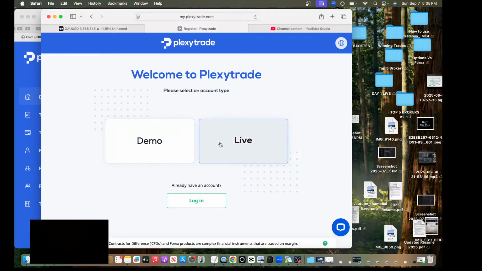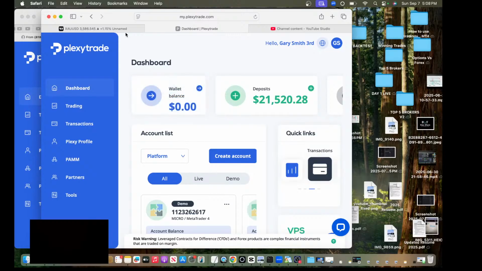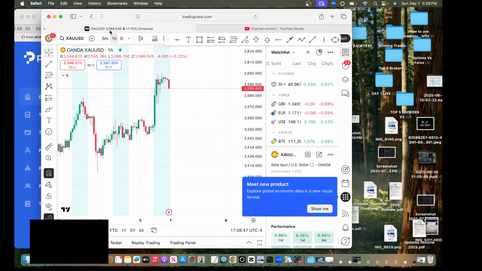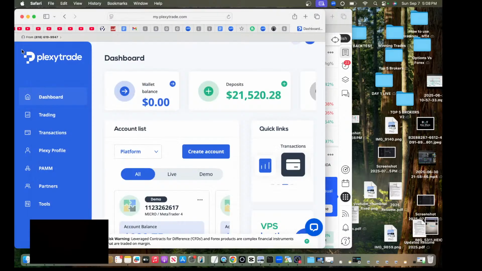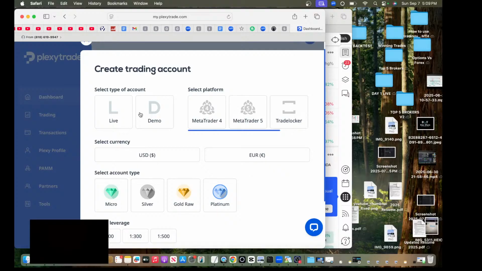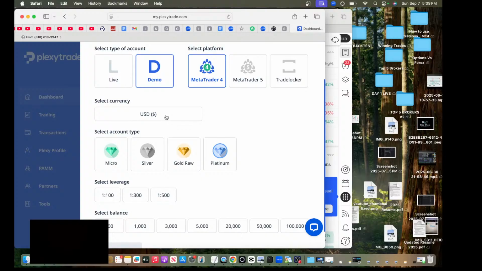Once you click one of these, it's going to take you to this next page. I already have an account, so I can't really show you what it would look like, but basically it'll just be a way to sign up. After you finish signing up, you should see something like this. All you're going to do is hit create an account. This is where you can select live or demo. Whether you do live or demo, I definitely recommend you hit MetaTrader 4, then make sure you hit USD.